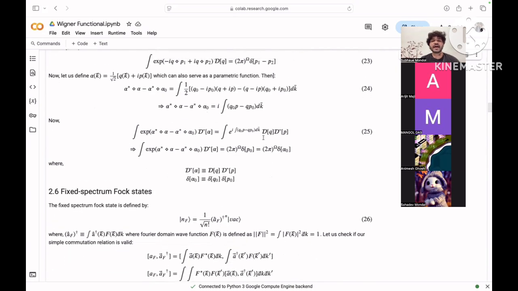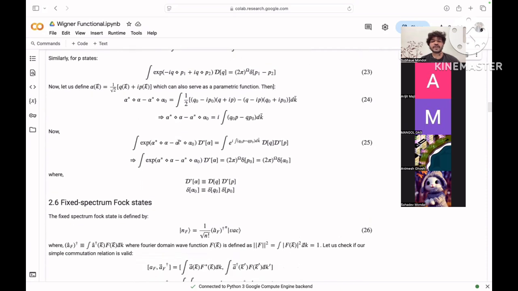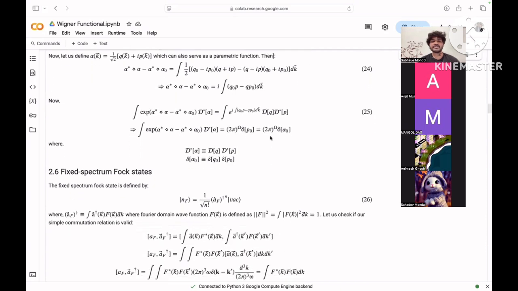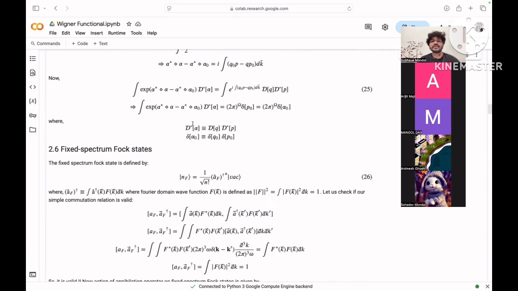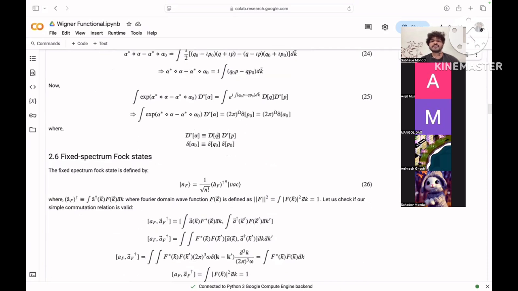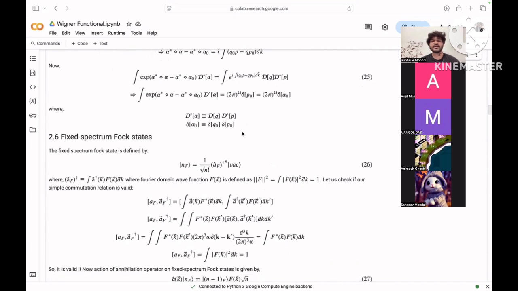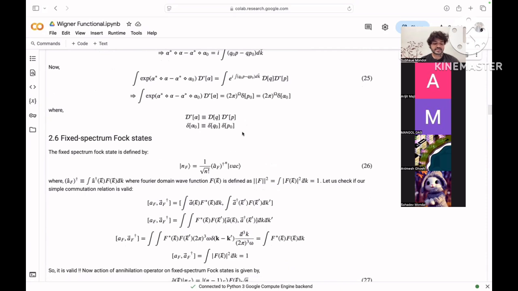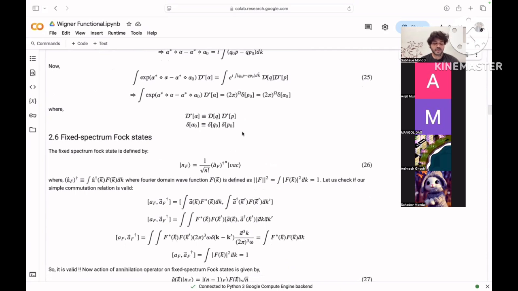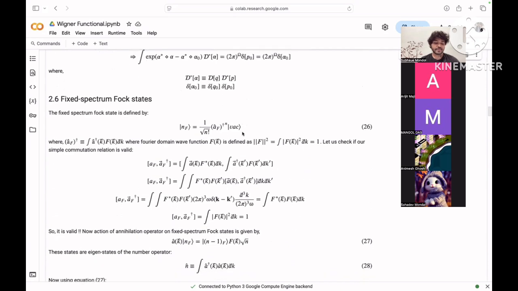And after that, we put this expression into our equation 22, and that will result in (2π)^Ω delta of alpha minus alpha 0, where delta of alpha is defined as delta Q delta P, and delta of alpha 0 is defined as delta Q0 and delta P0. This sets us up for the discussion of Fock states and coherent states in the functional formalism.